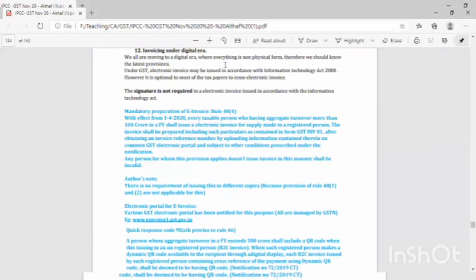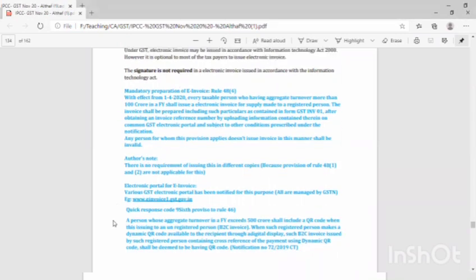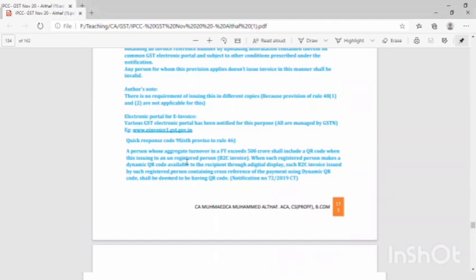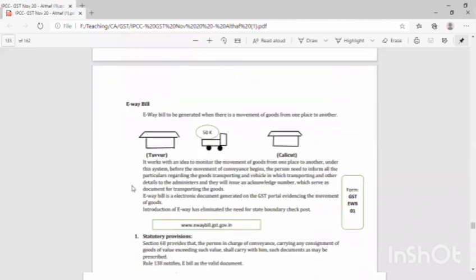So you can expect a one-word question: who has to mandatorily issue e-invoices? That is turnover of 100 crore or more. You can go through that turnover limit. Next one is the QR code, which is also necessary for some people. That is 500 crore. So you can remember those two things: e-invoice is necessary for people having more than 100 crore turnover, and QR code is necessary for people having 500 crore turnover. You can go through what an e-invoice is and what a QR code is. Everything I have given there. Next one is the e-way bill.